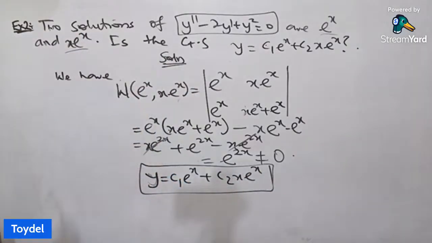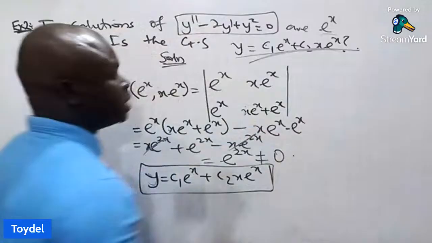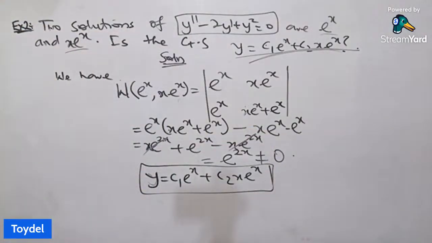So from the question now, is the general solution equal to this? Yes. The answer is yes. Because when we find the Wronskian, it is non-zero. And whenever we have the Wronskian to be non-zero, it shows that the solutions are linearly independent. So the general solution is what we are given. You have been able to verify that. So I would love to stop here because of our time. We continue from there in the next class.